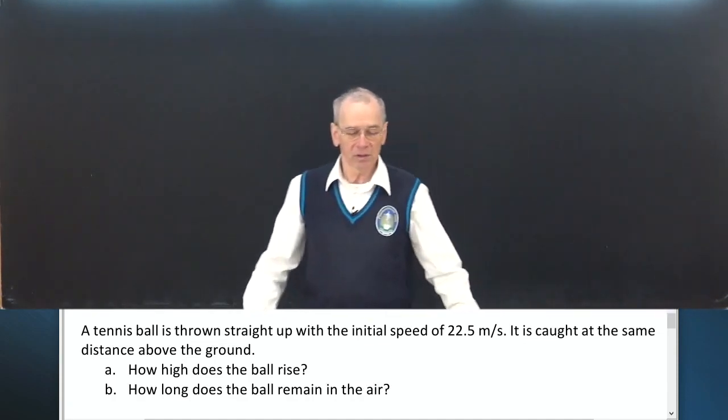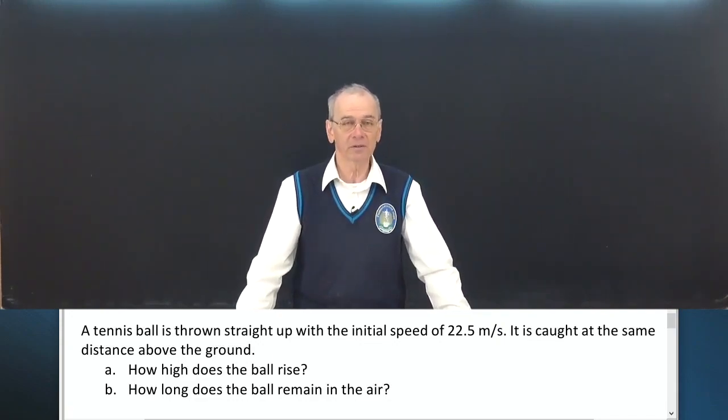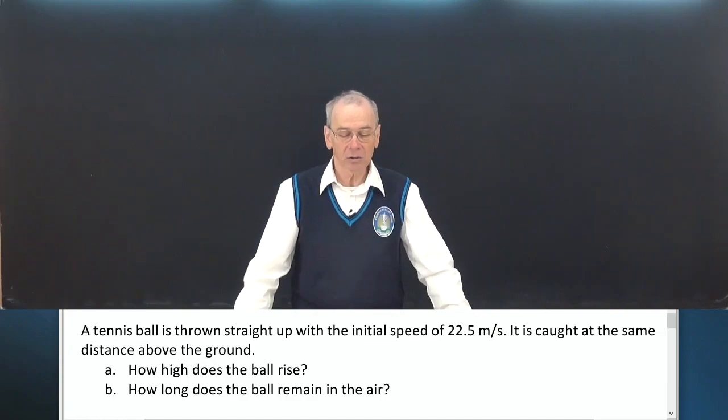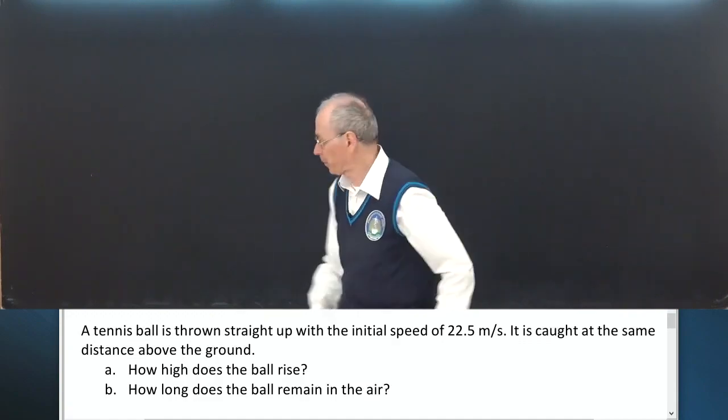A tennis ball is thrown straight up with the initial speed of 22.5 meters per second. It is caught at the same distance above the ground. How high does the ball rise, and how long does the ball remain in the air?